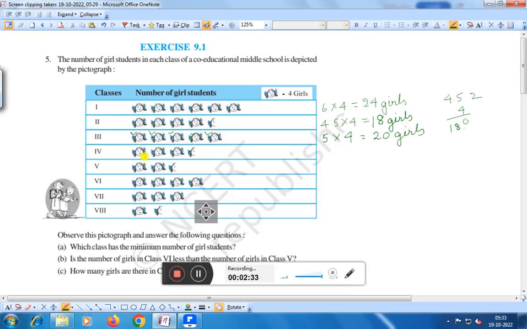Right? Now class 4. How many girls? 1, 2, 3 and a half, 3.5. Each picture represents 4 girls, therefore 3.5 into 4. 4 threes are 12, 4 halves are 2, 12, 13, 14. That is 14 girls.